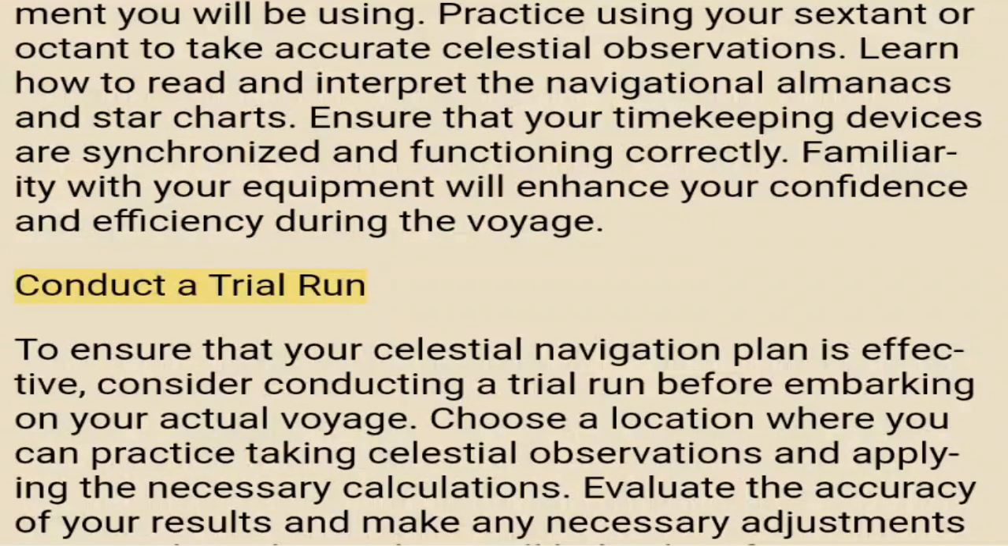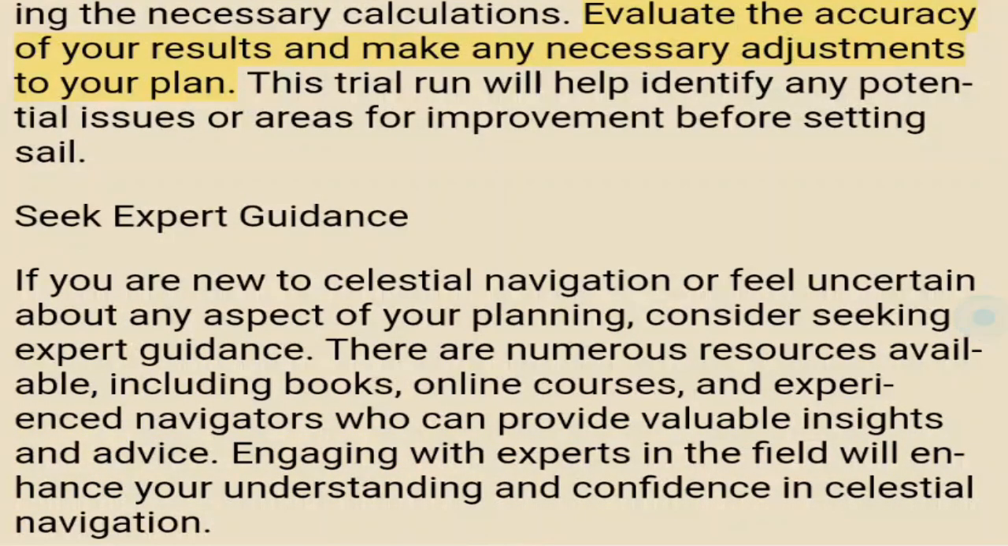Conduct a trial run. To ensure that your celestial navigation plan is effective, consider conducting a trial run before embarking on your actual voyage. Choose a location where you can practice taking celestial observations and applying the necessary calculations. Evaluate the accuracy of your results and make any necessary adjustments to your plan. This trial run will help identify any potential issues or areas for improvement before setting sail.